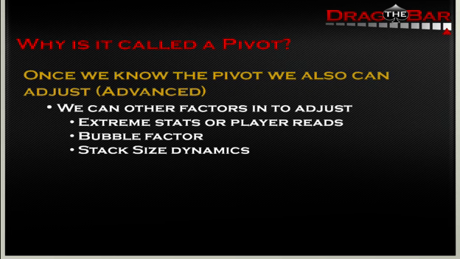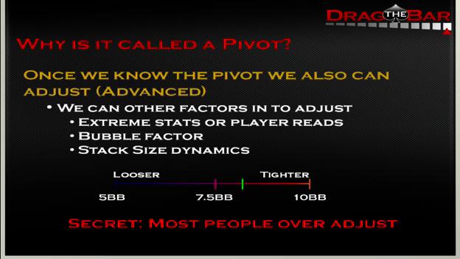We're going to be able to look at things like the bubble and the bubble factor. We're going to be able to look at stack size dynamics. And we're going to take all that information and incorporate it into our decision. But it turns out that what the pivot point does is it allows us to have not only the endpoints in the spectrum, it also gives us some guidance for how much we can adjust. And the thing is, beginning players tend to way over adjust. And what that does is it creates really volatile and unpredictable results.